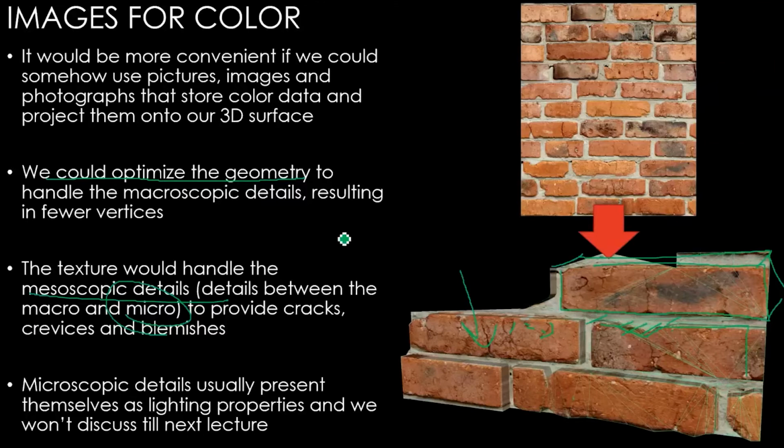So there's a different level for each of these. The macroscopic is the geometry itself, the large geometry details. The mesoscopic is going to be our texture. And then the microscopic would then be our lighting model, how our object reacts, or how we program it to hopefully react to light.